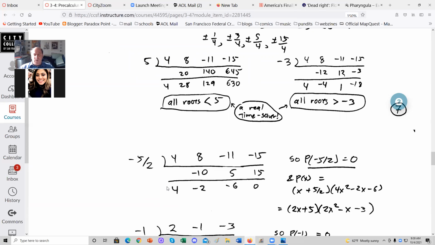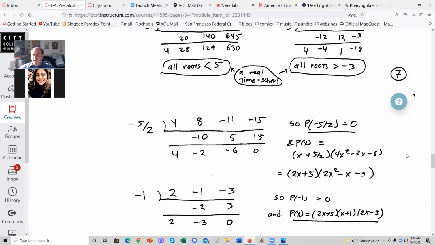And reading off the quotient remainder polynomial here, we get that P of x is x plus 5 halves times 4x squared minus 2x minus 6. Now I can make things a little easier by pulling out a factor of 2 from here, and times 2 is 2x plus 5. Remaining here is 2x squared minus x minus 3. So if negative 5 halves is a root, this contains the other roots. Since we have a negative root, there has to be another one, because there are 2 or 0 negative roots.